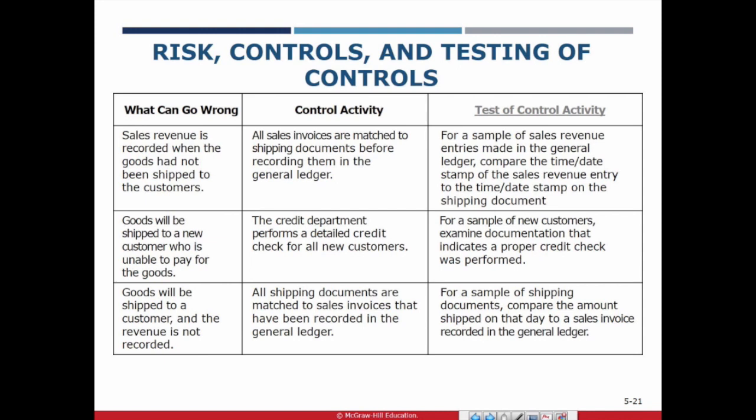It's occurrence, right? Because what is that telling you? Sales recorded for goods not shipped. If the goods didn't ship, then you don't have a sale. It didn't happen. So the control activity should be all sales invoices are matched to shipping documents before recording them. Before recording the sale, there is a shipping document.